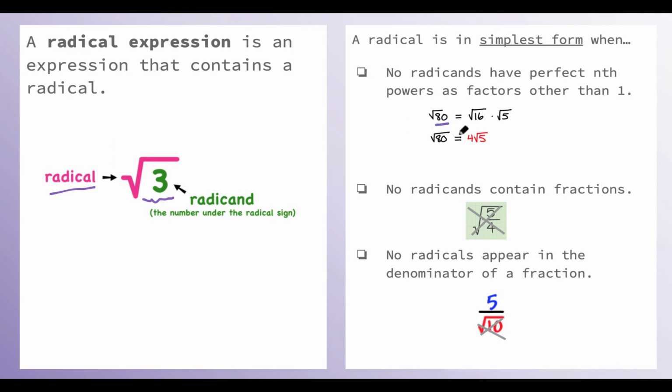So if we look at the example square root of 80, 80 can be factored as 16 times 5. Now the square root of 16 is a perfect square, so we can rewrite it as 4 times the square root of 5. Also, radicands cannot contain fractions, so under the radical we don't want to see any fractions. In addition, we don't want to see any radicals in the denominator.